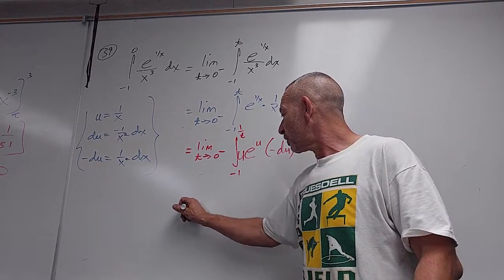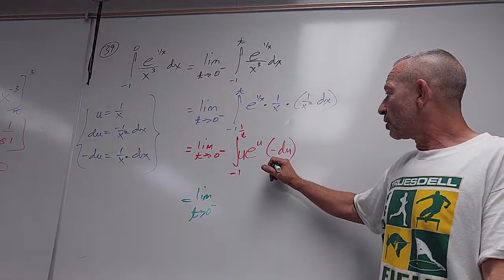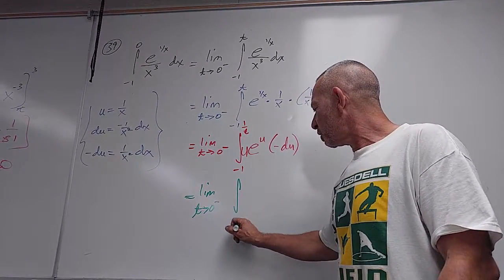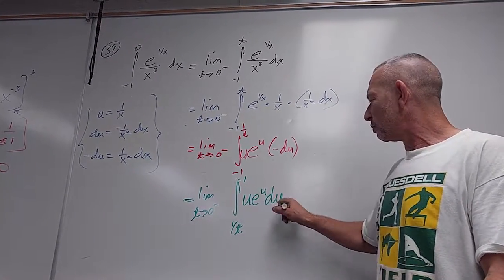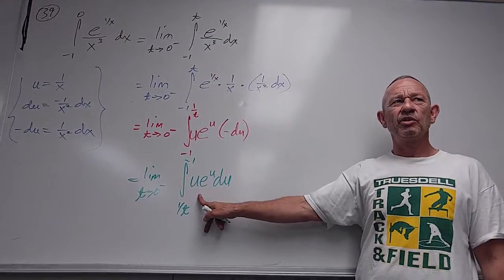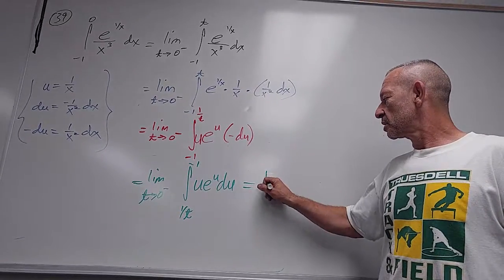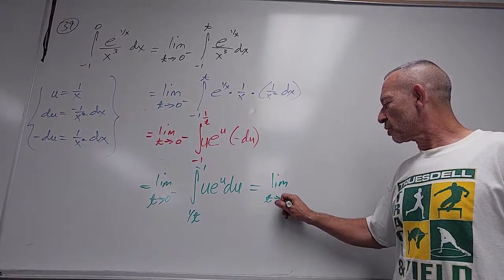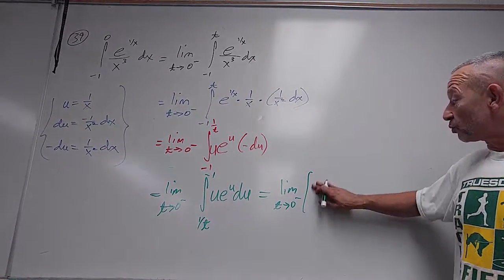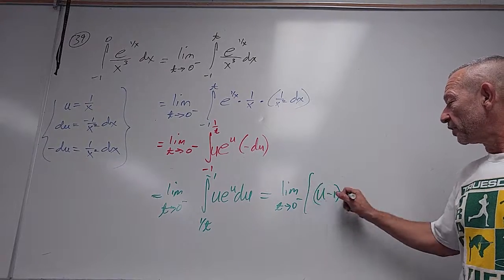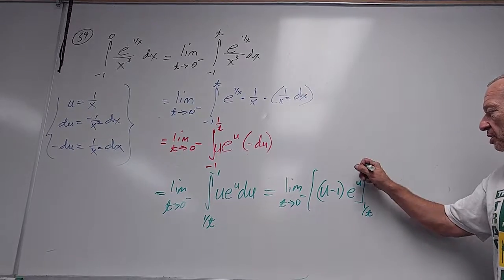So I'll write this as limit t goes to 0 from the left. Let's get rid of the minus sign by exchanging the order of the limits of integration, u e to the u du. And wasn't that 1 minus u e to the u? I forget. Is that what it was? So limit as t goes to 0 from the left. And what did you say it was? U minus 1, e to the u, evaluated from 1 over t to minus 1.